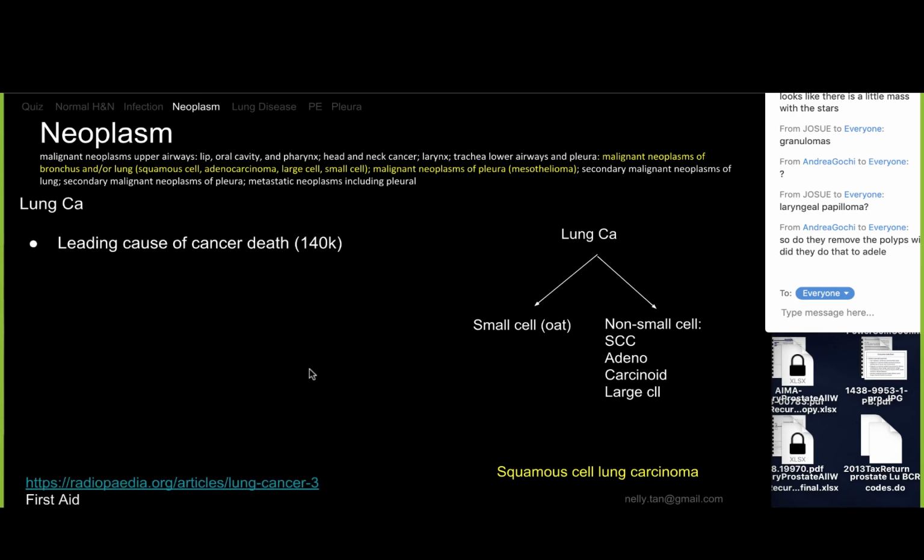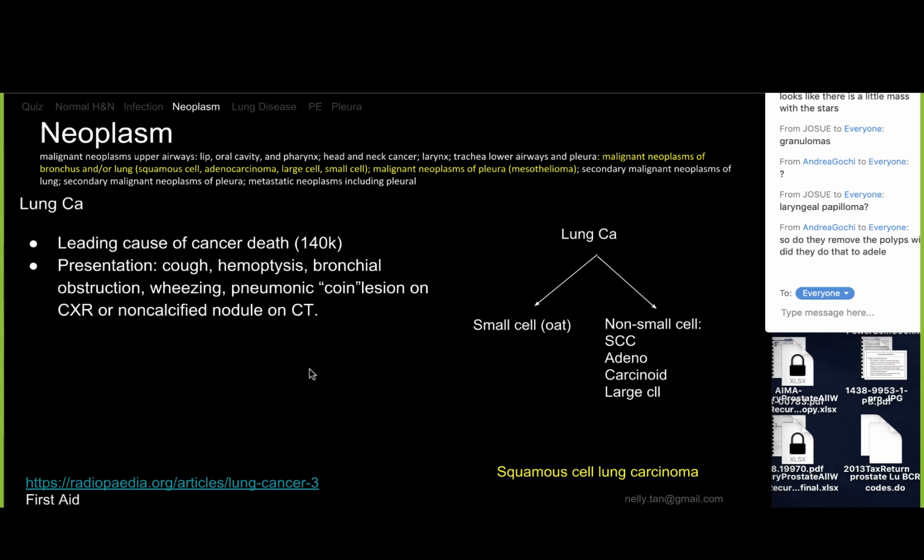So moving on to malignant cancers, tumors. So lung cancer is the leading cause of cancer death in the United States. 140,000 cancer deaths per year. The second leading cause of cancer death is, in men, prostate and, in women, breast cancer.